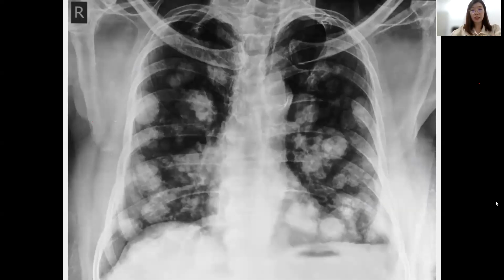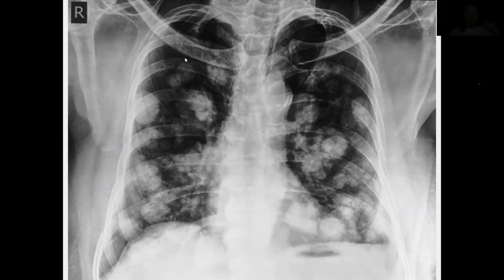So what about this X-ray? Anyone can answer? Cannonball. Description for this X-ray? Anyone? Cannonball lesion. Mets. Okay, mets is the diagnosis. We want description. Hey, can you hear me just now? Can? Okay. Multiple malignant nodules.